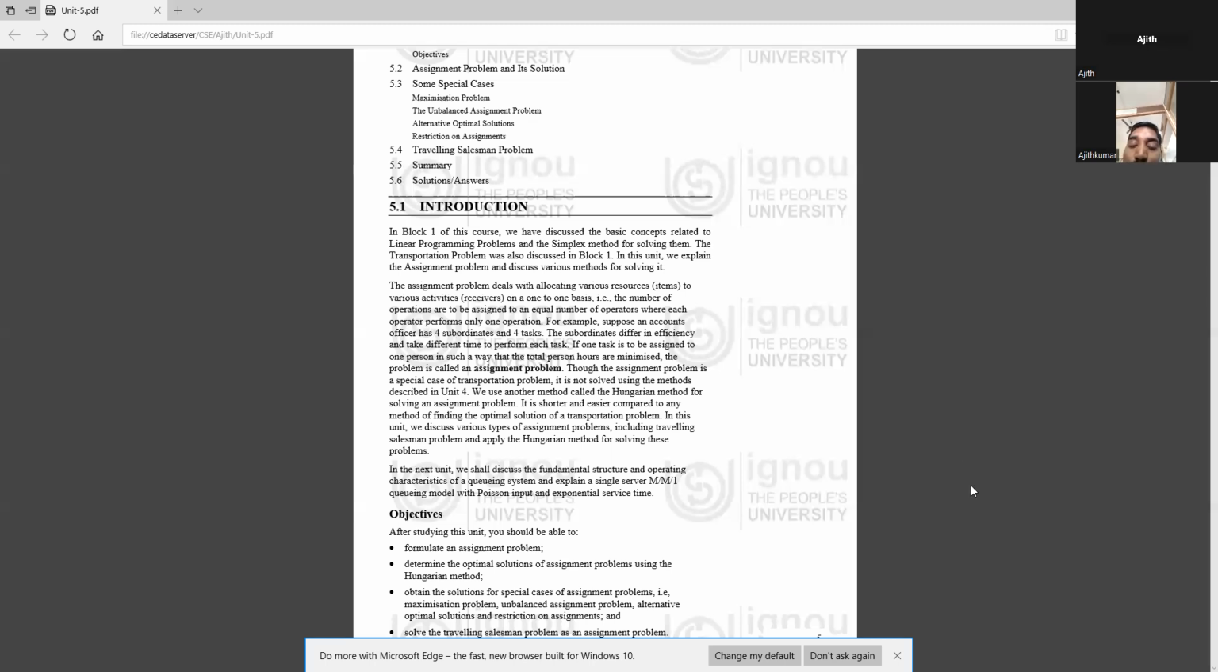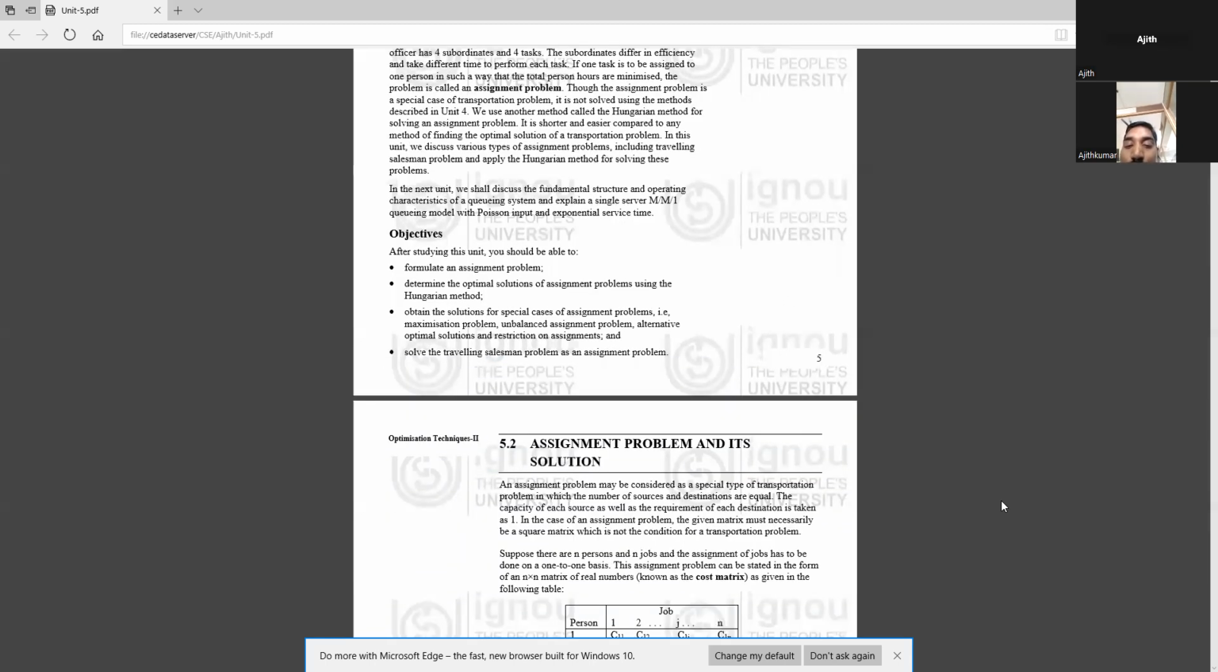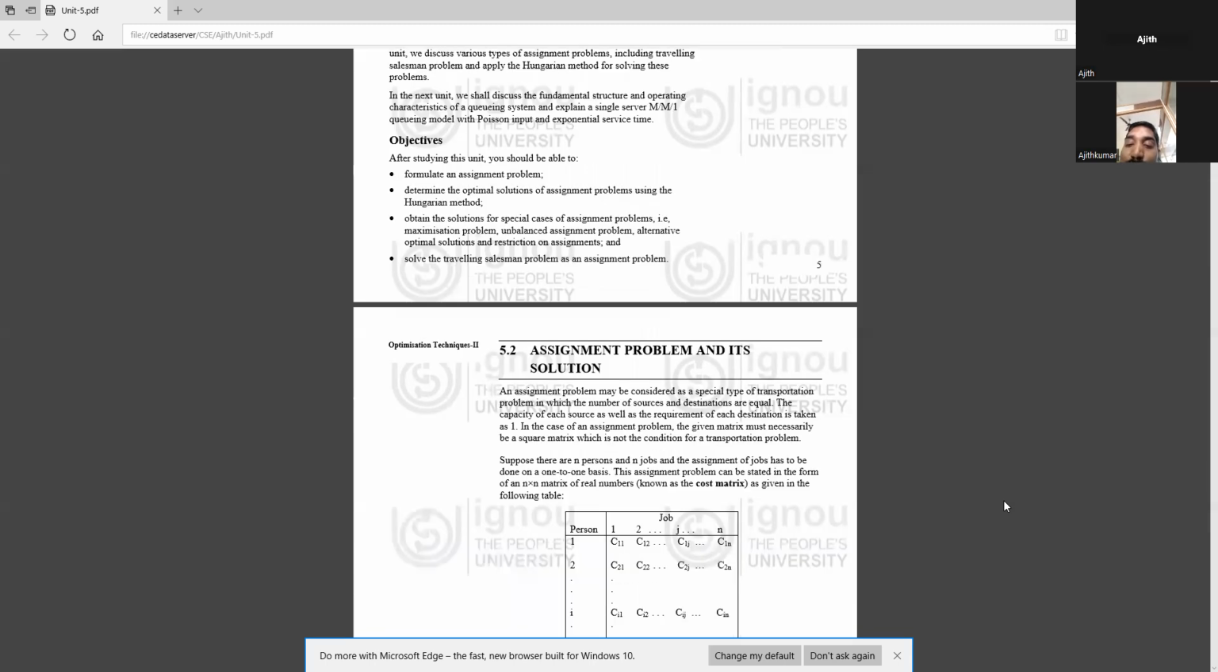So the following objectives will be followed. Formulate an assignment problem and determine the optimal solution of assignment problems using the Hungarian method. Obtain the solution for special cases of assignment problems: maximization problem, unbalanced assignment problem, alternative optimal solution, and restrictions on assignments. The traveling salesman problem we will see in the next video, and there also we will use the assignment approach. So then, assignment problems and their solutions.